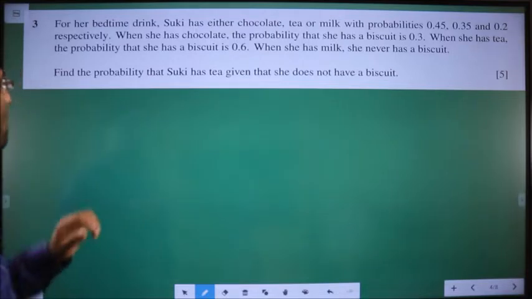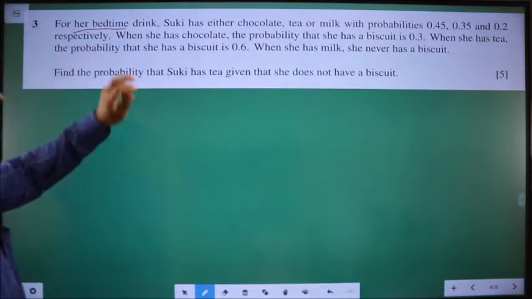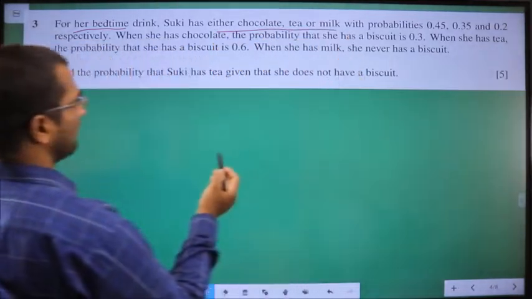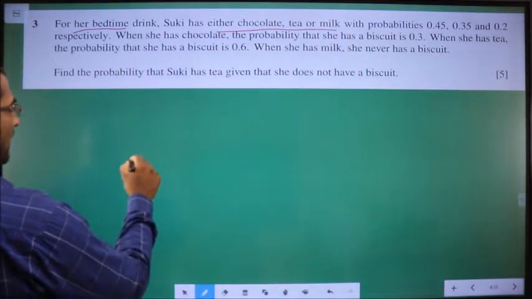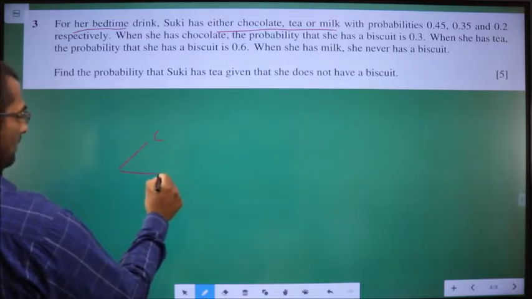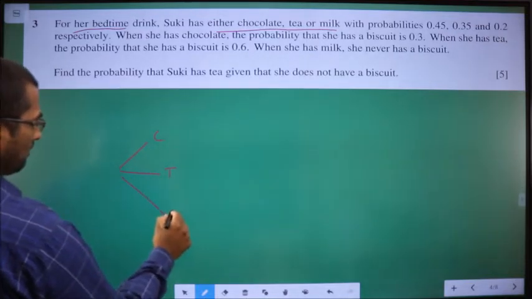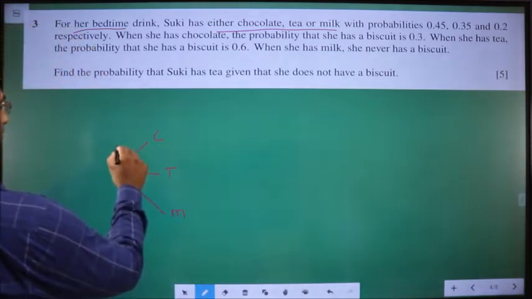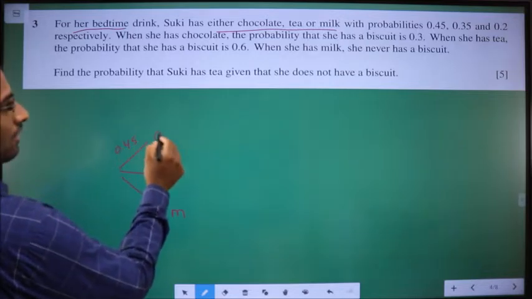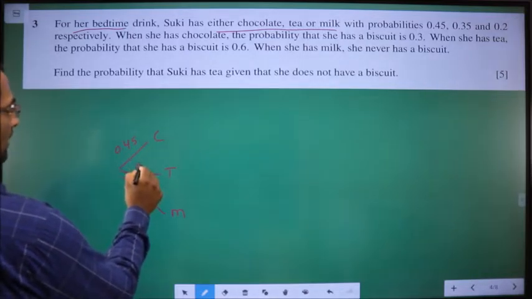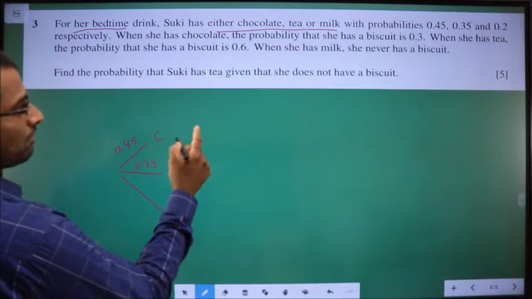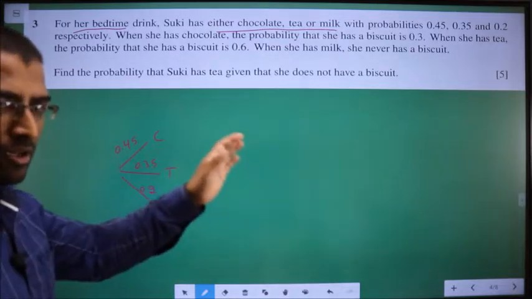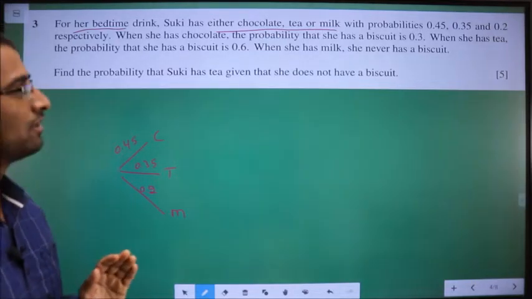Question 3. For her bedtime drink, Suki has either chocolate, tea or milk. So she can either have a chocolate, tea or milk. With probabilities, so for chocolate is 0.45. Tea is 0.35. Milk is 0.2. Whenever you come across data, write it down.